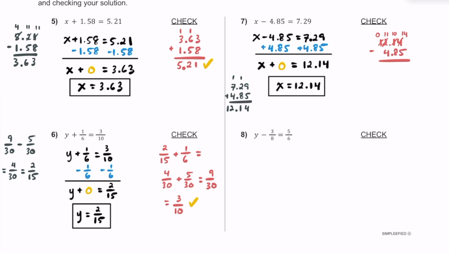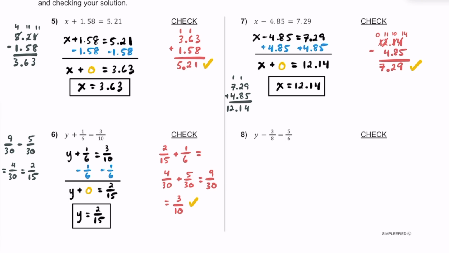14 minus 5 is going to be 9. We like the 9. 10 minus 8 is going to be 2. We like the 2. Then 11 minus 4 is going to be 7. And we like that 7. So notice this 7.29 matches this one perfectly. So we know that our answer does indeed equal, x does equal this 12.14.